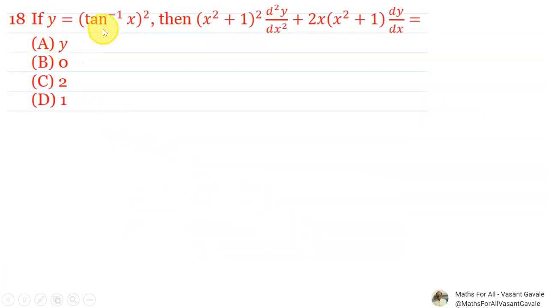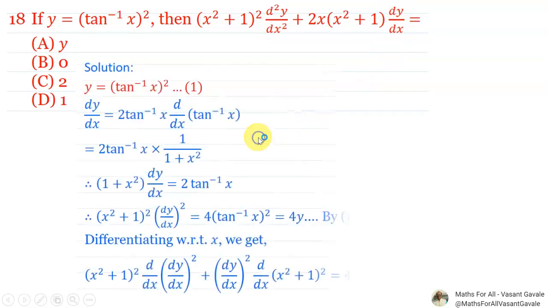If y is equal to (tan inverse of x) whole square, then (x square plus 1) whole square into d2y by dx square plus 2x into (x square plus 1) into dy by dx is equal to. Okay, y is equal to (tan inverse of x) whole square. This is the first expression. याचा डेरिव्हेटिव्ह फाइंड आउट करणार. dy by dx is equal to 2 times tan inverse of x into d by dx of tan inverse of x, which is 1 upon 1 plus x square. इथे पुन्हा मल्टिप्लाइड करणार त्याला dy by dx ला.